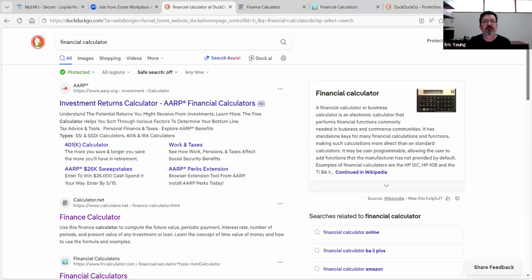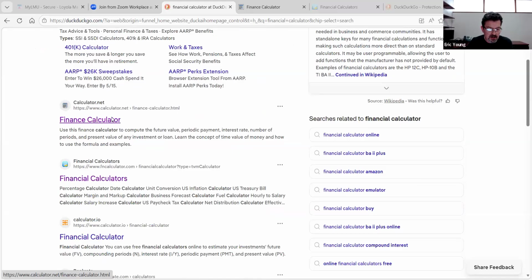So what I want to do is I'm going to open up. If you were to go to DuckDuckGo or any other search engine and you do a search under financial calculator, you'll see a bunch. These top two are really good. So go ahead and open one up, calculator.net or fncalculator.com. They're both good. I've opened up both.